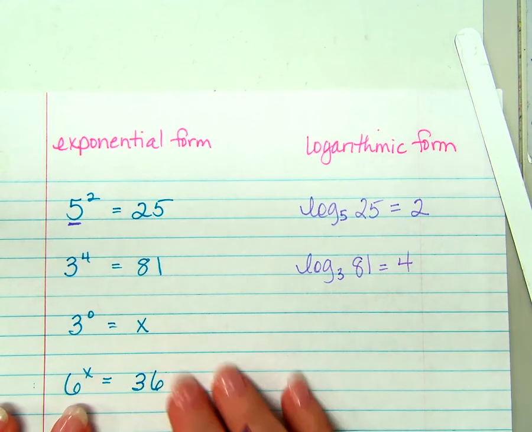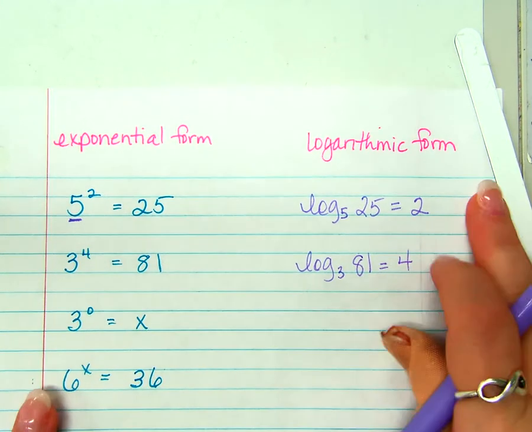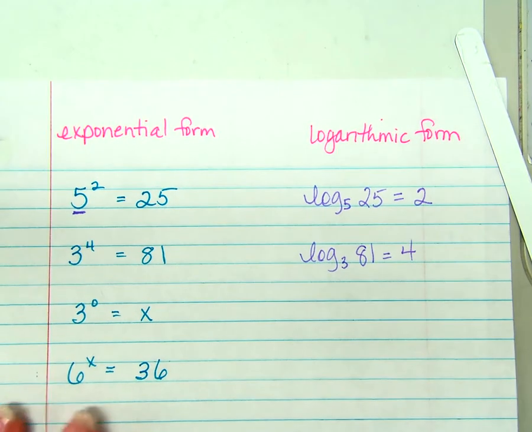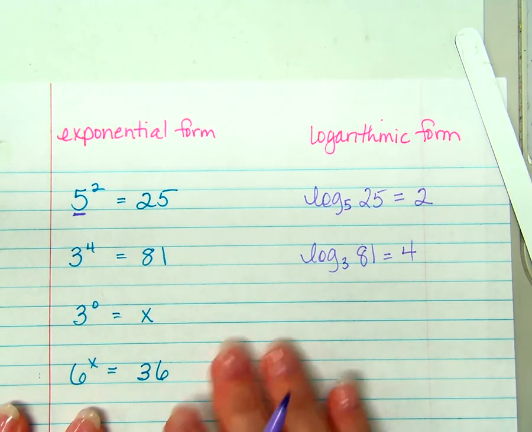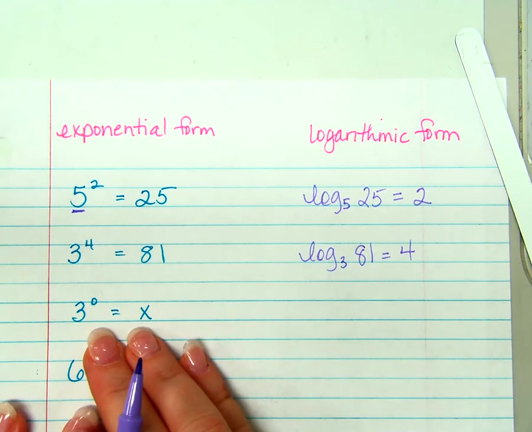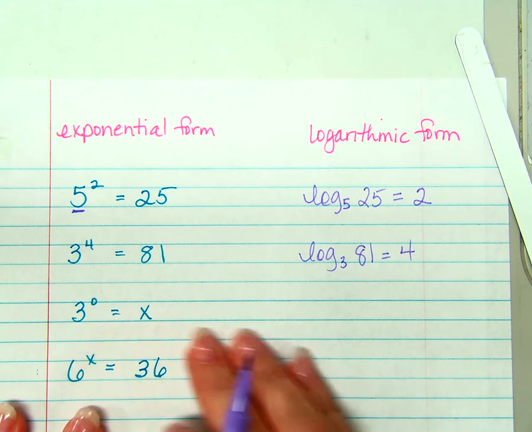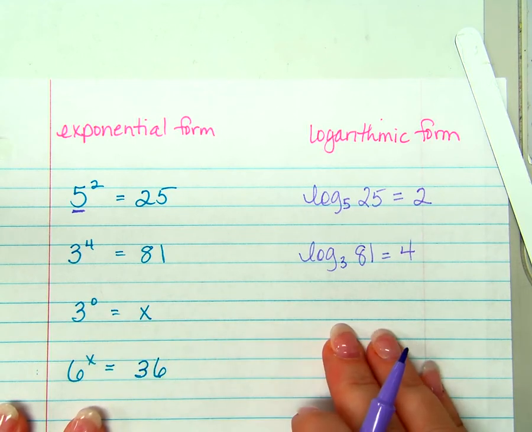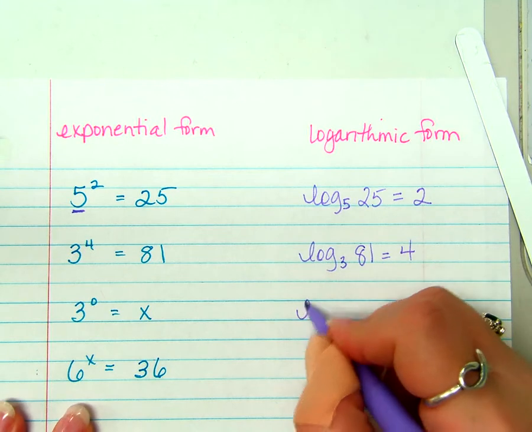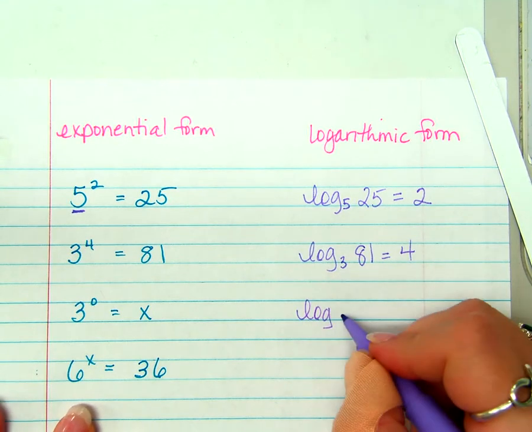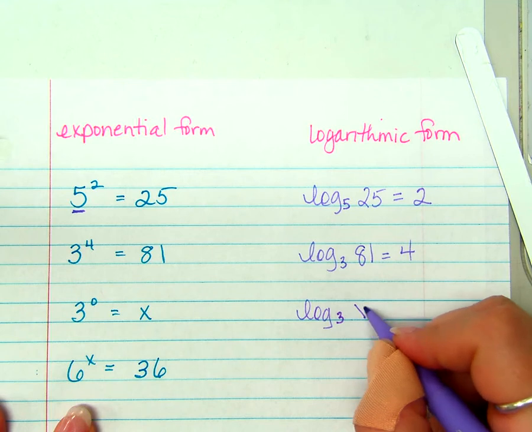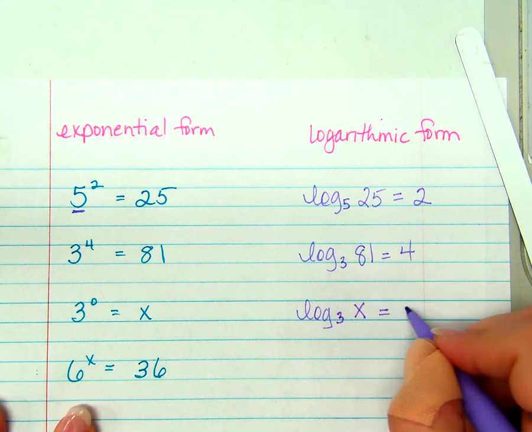So I had to give you some tricky ones, because I didn't want them just to show up on the homework. Am I asking you to solve this? No. All I'm asking you to do is rewrite it. So rewrite it for me. Log base 3 of x equals 0.